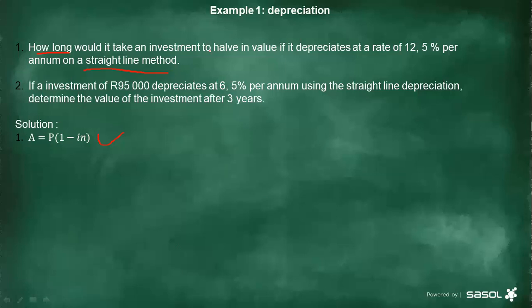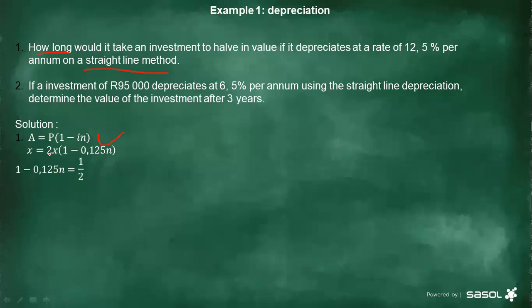Now, because the money which was invested is going to be halved in value if it depreciates, we're going to assume that P is 2x, because we don't know that amount. It's going to be half after how many years? After those years that we are looking for, there's going to be half of this. So half of 2x is going to be x there. And then I, of course, is 0.125. Then you just proceed there.